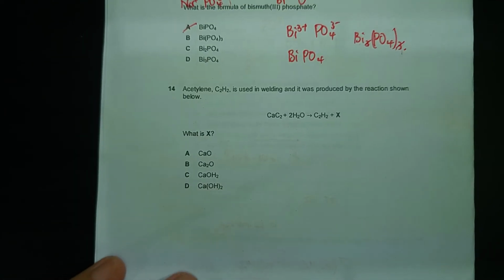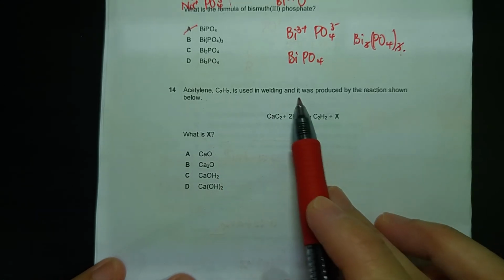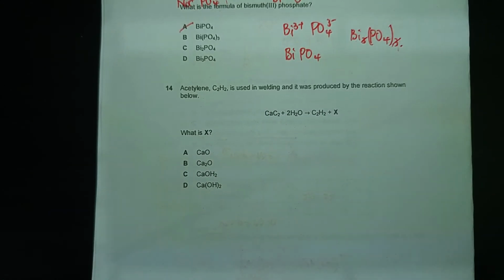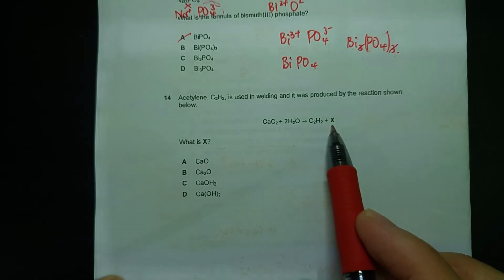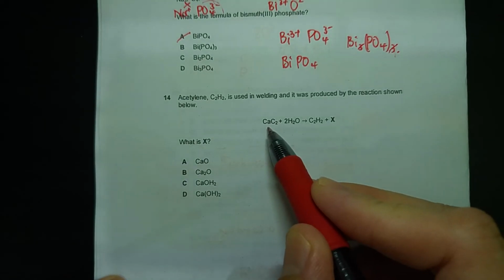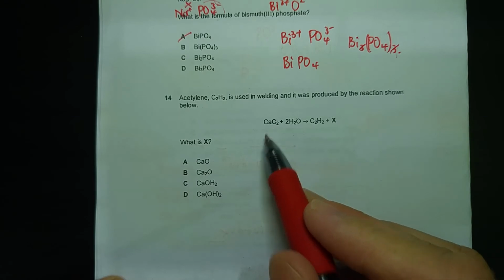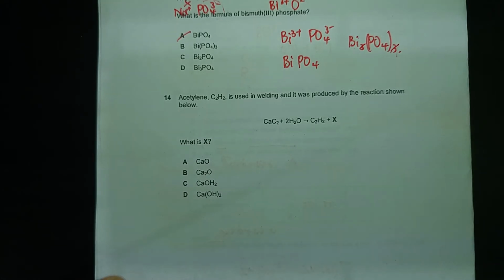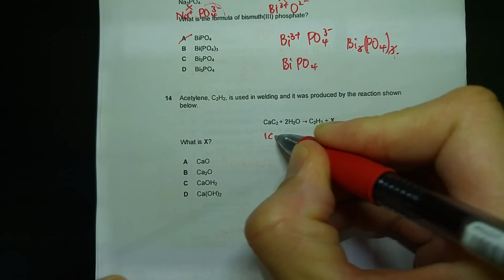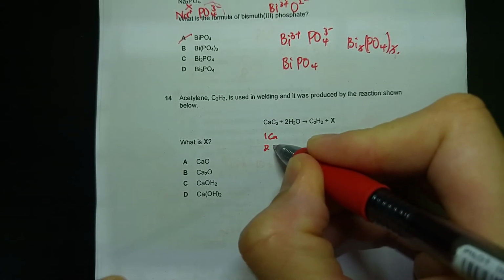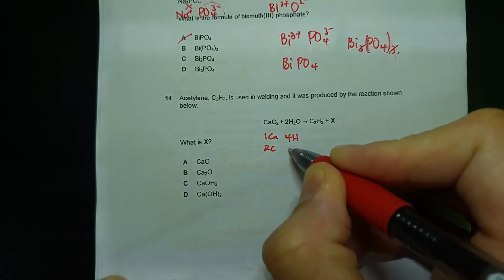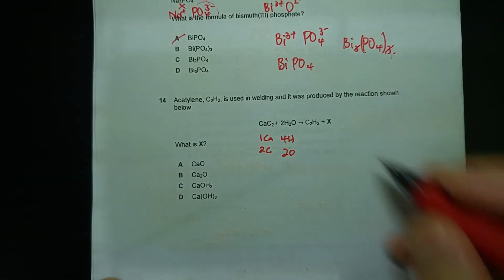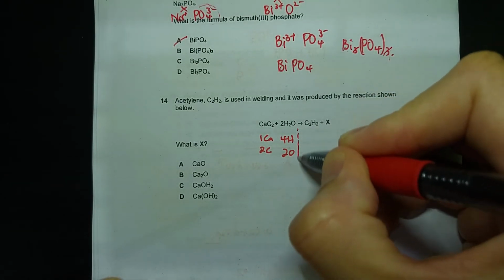Okay, number 14. Acetylene C2H2 is used in welding and it is produced by the reaction shown below. What is X? So this one, you don't know what X is, right? All you need to do is to add up all the atoms of all the elements on both sides. In this case, 1 calcium, 2 carbon, 4 hydrogen, 2 oxygen. This is the left hand side.